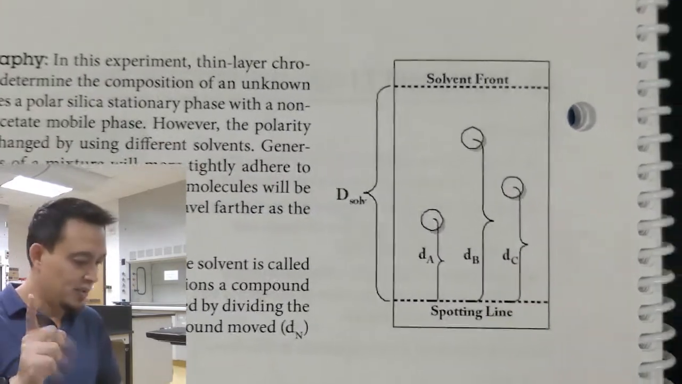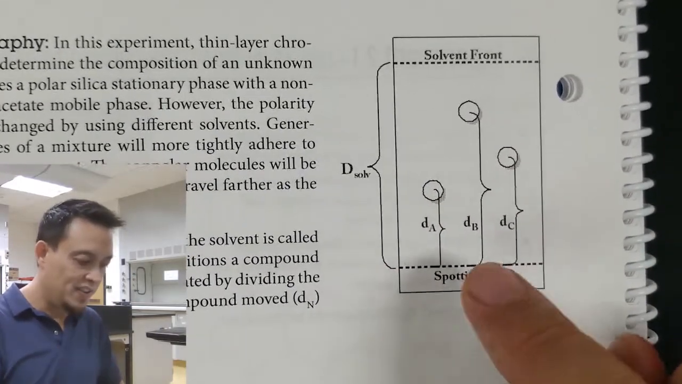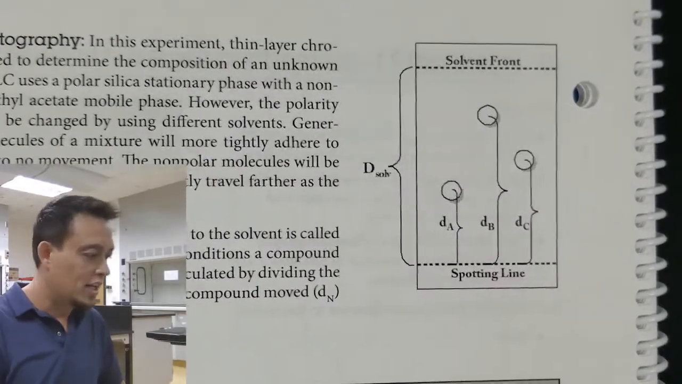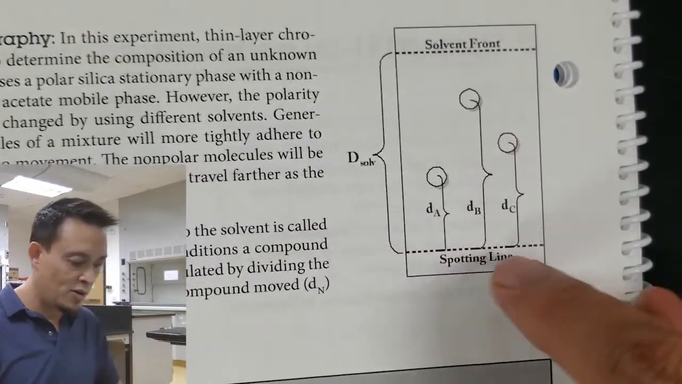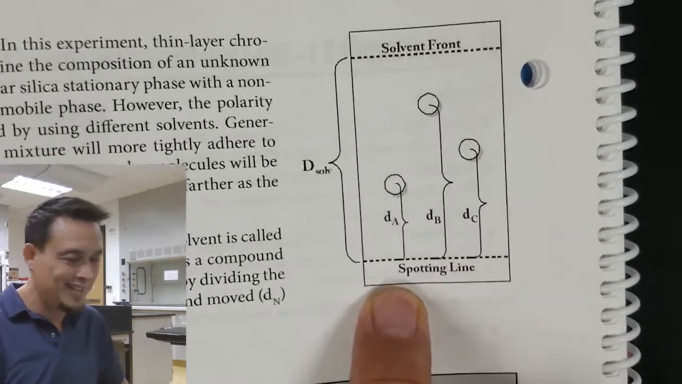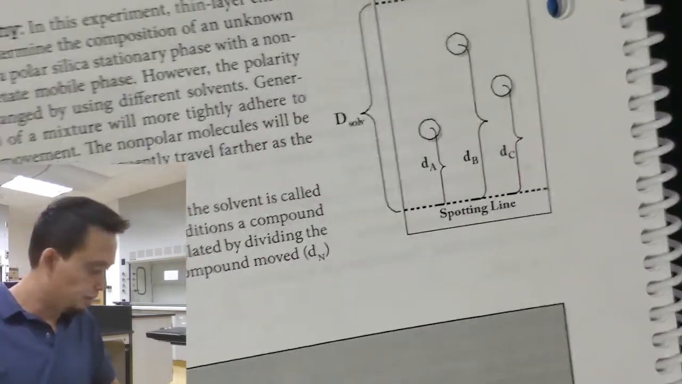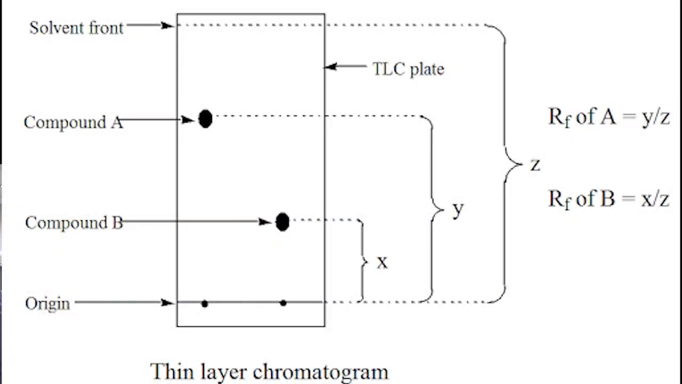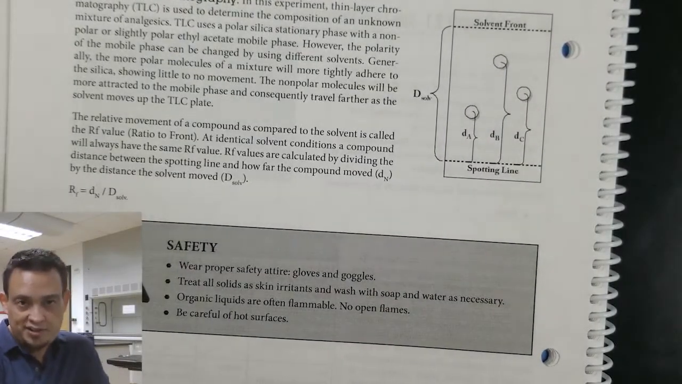Then what we do is take the distance the spot went divided by the distance the solvent went. Remember that distance is from the spotting line to the spot, or from the spotting line to the solvent front. Try not to measure from the bottom of the plate; that's technically incorrect. You want to measure from the spotting line how far it actually moved on the plate. So there's your equation: your Rf, ratio to front value, is the distance of the compound divided by the distance of the solvent. And that's all there is to it for TLC analysis.